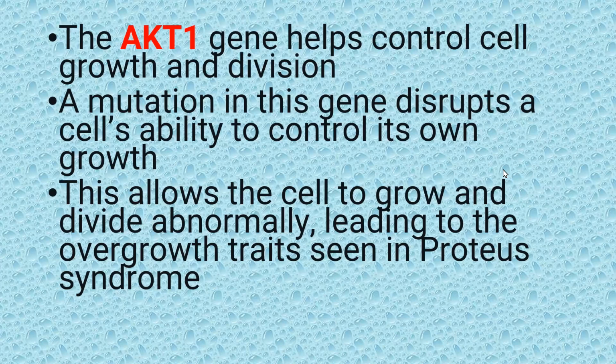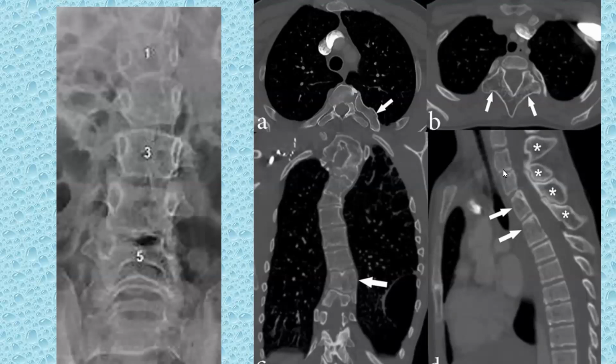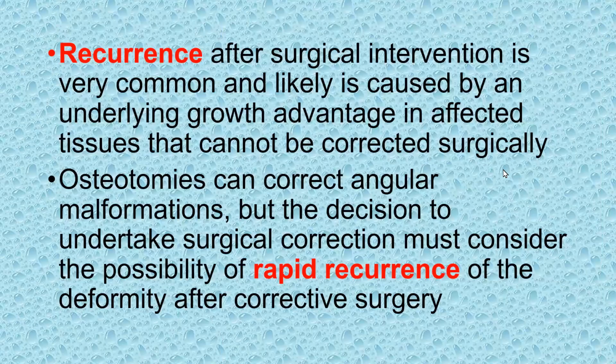Spinal deformity, including scoliosis, kyphosis, and large vertebral bodies, known as megaspondylodysplasia, can be present. Angular malformations of the lower extremities, especially genu valgum, are common along with regional gigantism. Look at the vertebral bodies. You see that there are certain vertebral bodies which are larger than others. Okay? And you can see the deformities present, secondary to irregularity in the sizes of the vertebral bodies. Recurrence after surgical intervention is very common. Just like a malignancy, when you remove it, it regrows.